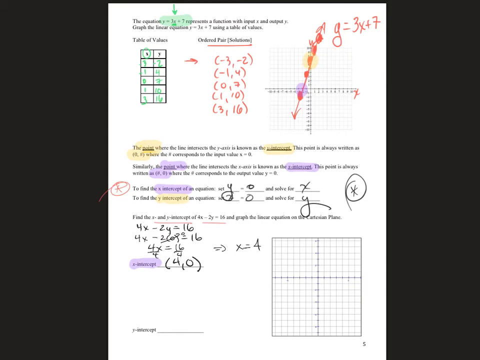Now, I know some things, they don't make you write it as points, maybe my math lab, maybe standardized tests, but really it's a point. You should write it as a point.